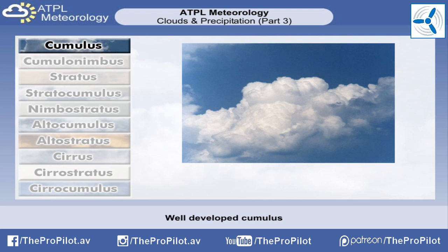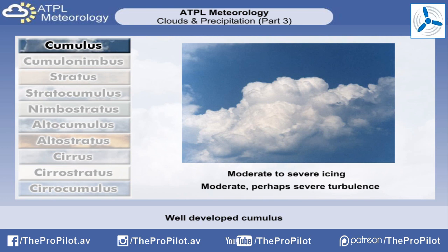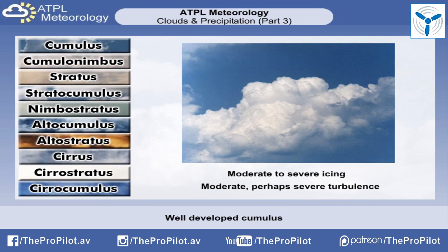If the cumulus cloud is of great depth, the cloud is of much more importance. The cloud will be made up of water and ice, making showers very likely. The cloud will have a moderate to severe icing risk, and will also have moderate or perhaps severe turbulence associated with it.